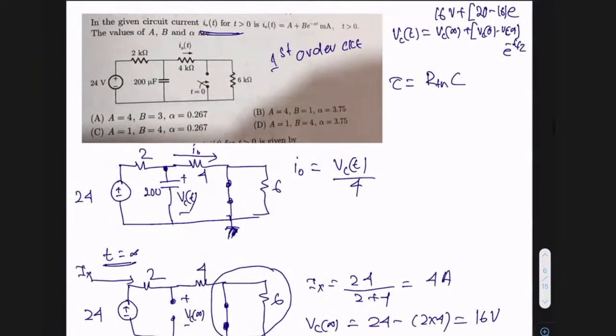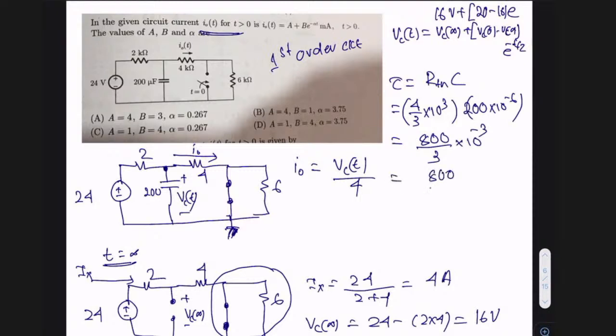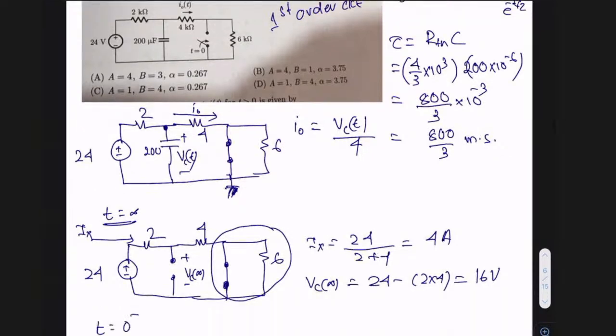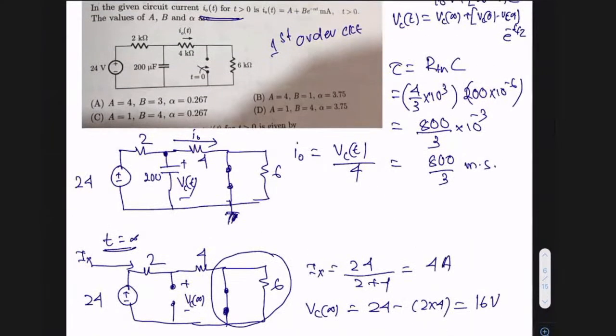So what is tau? Tau is RTH into C. So this is 4 by 3 into 10 power 3 ohms. And what is C? C is 200 into 10 power minus 6. So this is 800 by 3 into 10 power minus 3. So this is 800 by 3 milliseconds. Okay, so now you can substitute all these values.